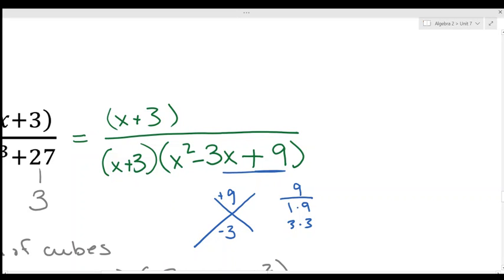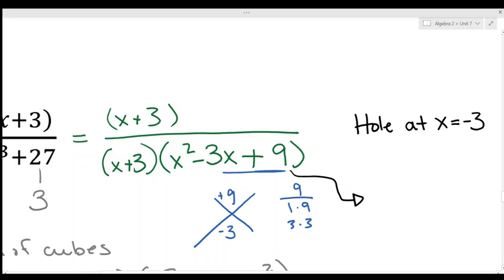Now we have to figure out if we have a hole or a vertical asymptote. Okay, so is there something on the top and on the bottom? Yes, we do. Okay, we have an x plus 3 and an x plus 3. So we have a hole, right? It has to have one of each on the top and the bottom, at x equals negative 3. Now, we can't factor this, but we have to check to see if we can get a vertical asymptote.